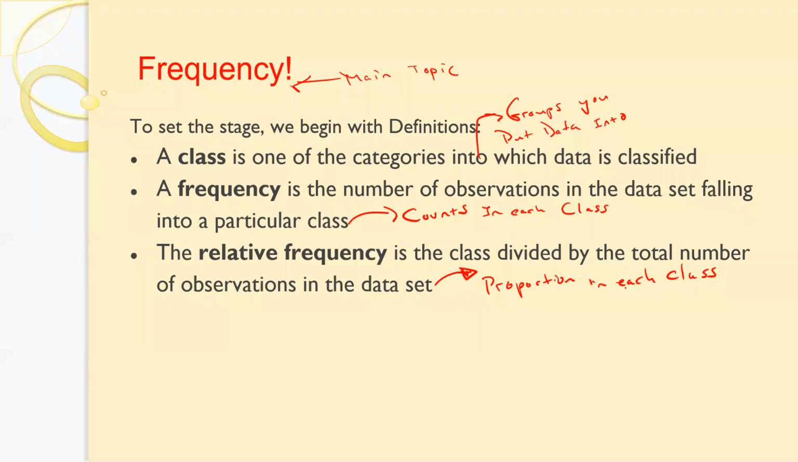Anyways, let's go back to the lecture. We have class, which is the groups that you fall into. Frequency is the counts, and relative frequency is the proportion of each class. I'm going to show relative frequency as a proportion, but you can show it as a percentage if you have to.